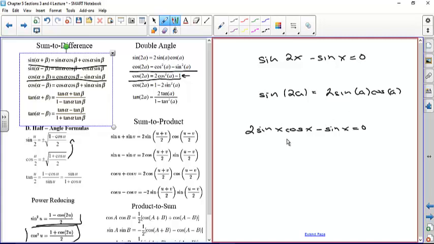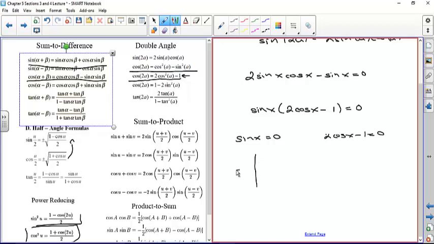And the other option besides putting it in terms of one variable or one type of trig function is if you're able to factor something out, which I am. You can see that I have the sine of x in both terms, so I can factor that out. And I've got two solutions. One is this product is 0 when the sine of x equals 0, and the other one is when 2 cosine of x minus 1 equals 0.